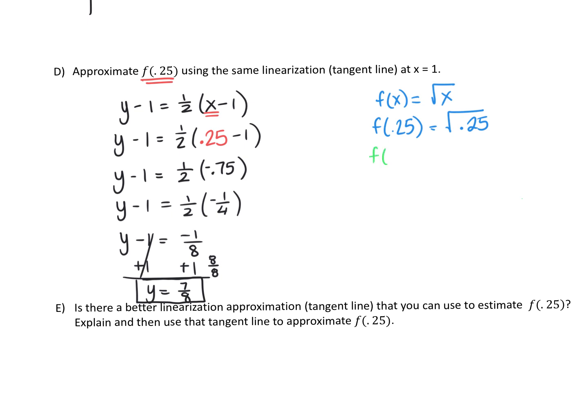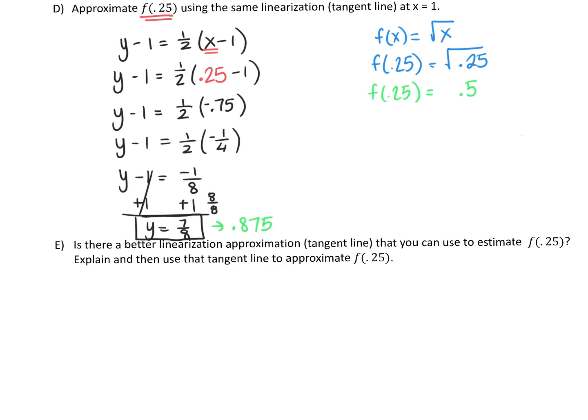Okay, so this actual value, when you plug this into the calculator, you should get just 0.5, and then when you put in the estimate, you get 0.875. So what you should notice with this problem is that 0.5 and 0.875 are not as close as the last one. So this leads me to part E. Is there a better linear approximation or tangent line that you could have used to estimate f of 0.25? Explain, and then use that tangent line to approximate f of 0.25.